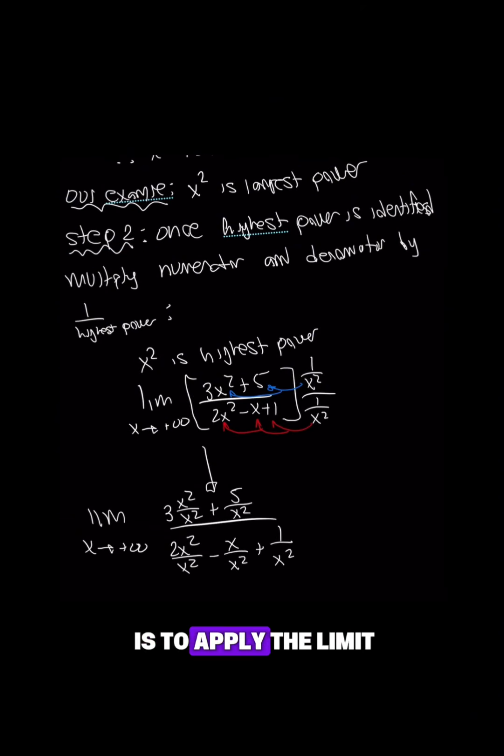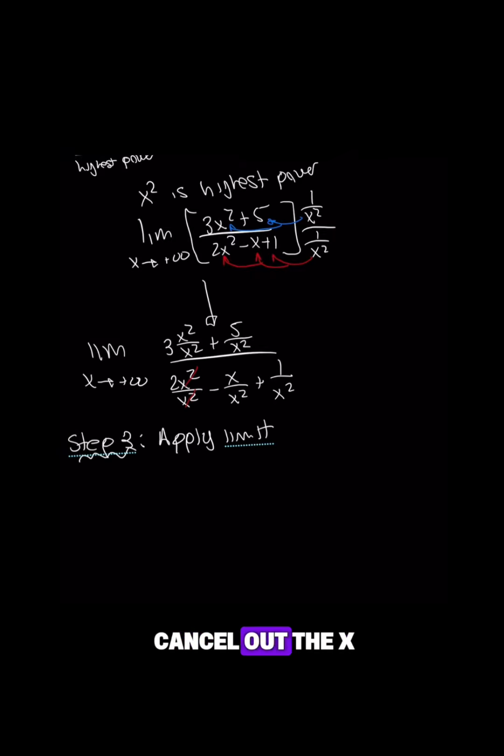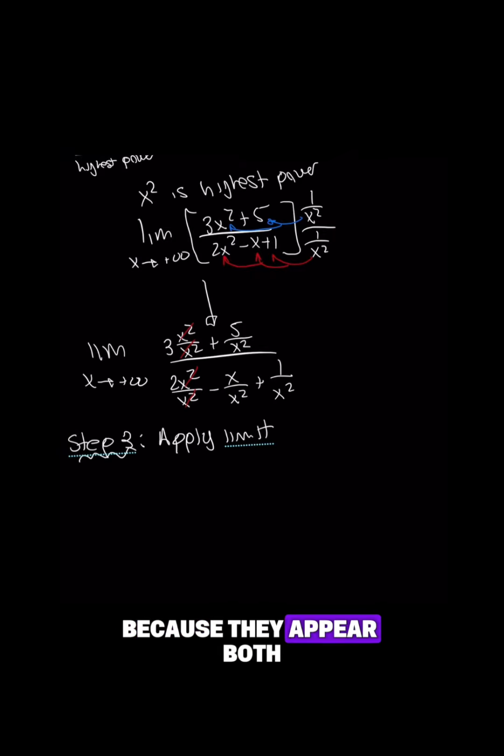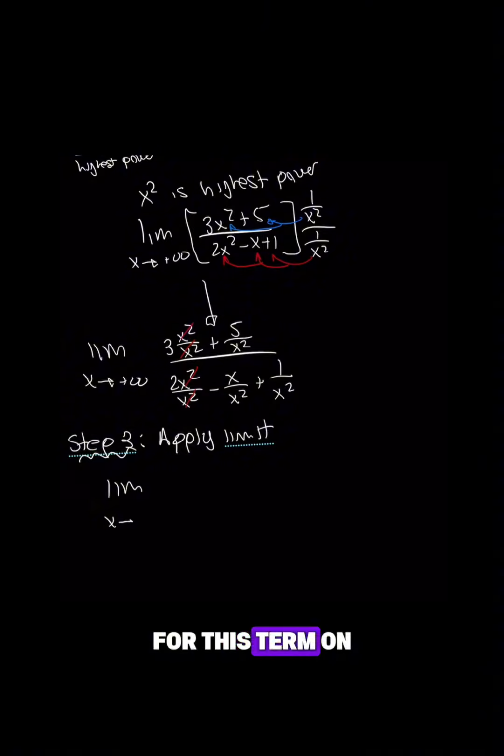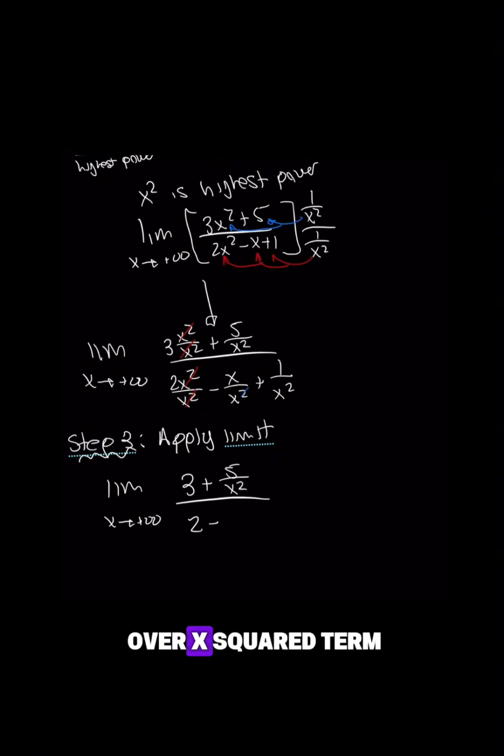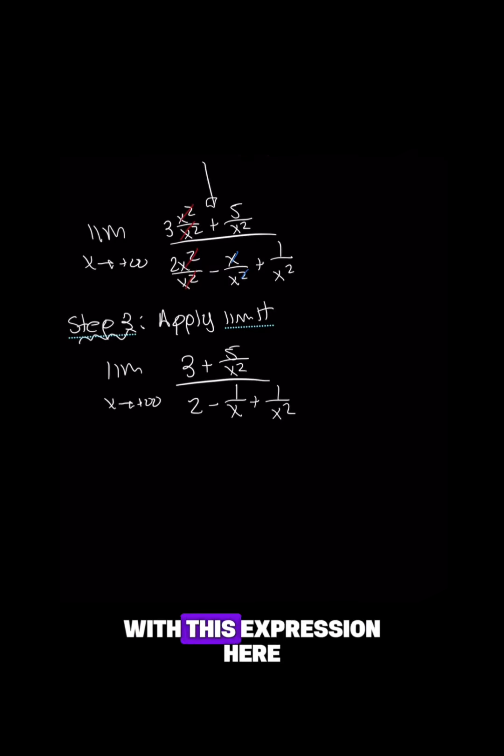The next step is to apply the limit, but first we can cancel out the x squared terms because they appear both in the numerator and denominator for this term on the top and the term on the bottom. And then we can also cancel out one of the x's in the x over x squared term, which if we do that, it leaves us with this expression here.